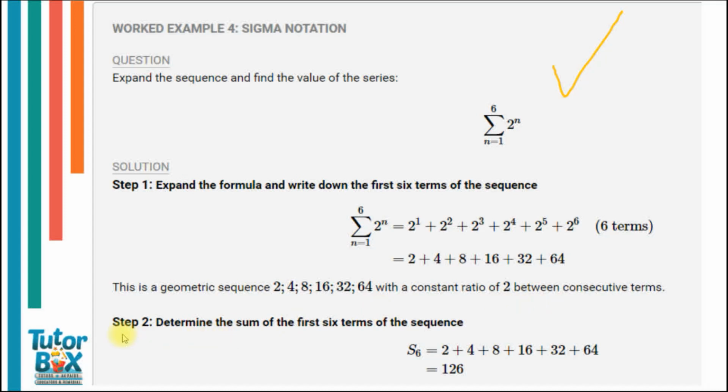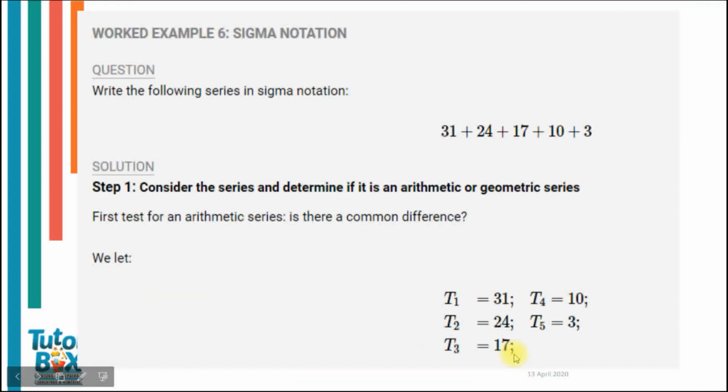And then step 2, because it said expand the sequence and find the value of the series: determine the sum of the first 6 terms. So you're just going to add these. You should get 126. So you notice, guys, the sum of the first 6 terms is equal to 126.